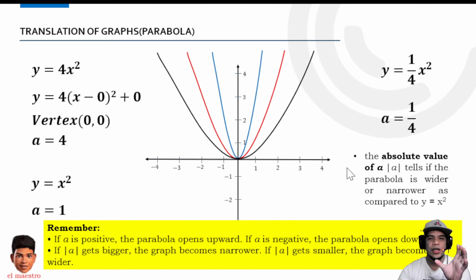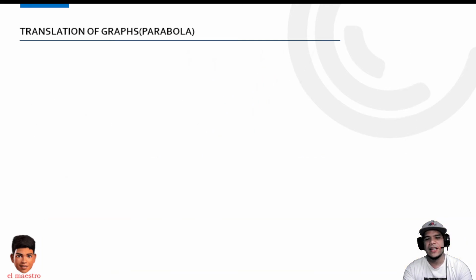Okay, so yun yung tatandaan nyo. As A gets bigger, yung graph natin gets narrower. Pag yung A natin lumiliit yung value ng A, lumalaki or nagwa-wide yung ating graph. Okay, so yun yung orientation natin first. Next, dito naman tayo class, what if meron na tayong K?